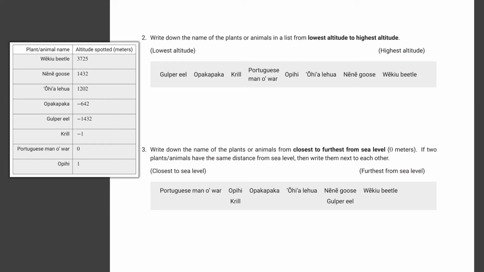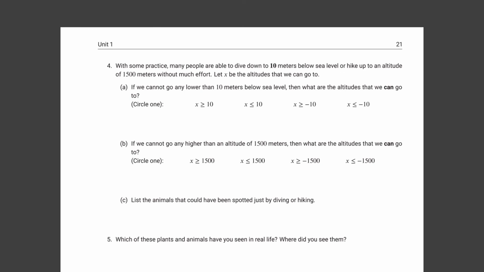Part 3 involves taking the absolute values of the altitudes before ordering them. So we have to start close to 0, which is the man-o-war, and then we move away from 0. The krill and the opi'i are next, and both have the same distance from 0. Then we go to the opakapaka and then the ohia, and move on until the Ve'ekio beetle again. And here's the result.